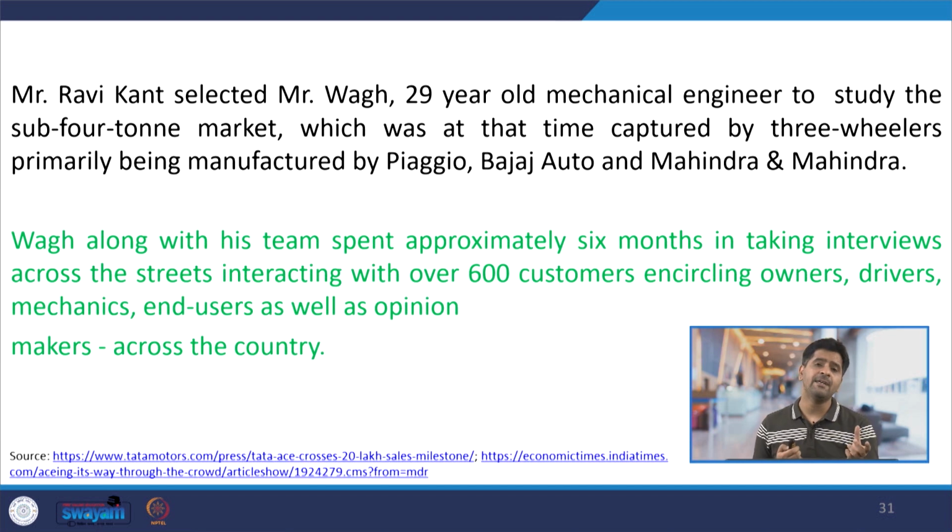Why did they specifically pick this? Because this market was specifically being captured by three-wheeler players at that time, maybe Piaggio, Bajaj Auto and Mahindra. So basically they wanted to explore if there is a gap, or maybe find out new markets where they could venture into. So Wagh, along with his team, spent approximately 6 months, which indeed is a huge time, taking interviews across the streets. They interacted with around 600 customers, including owners, drivers, mechanics, end users, as well as opinion makers across the country.